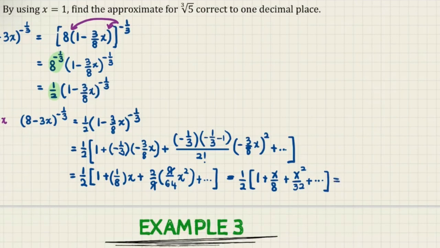Dan kemudian kita kena darab pula half dengan setiap term ini. So now it will be 1/2 plus x over 16 plus x square over 64 plus dot dot dot.